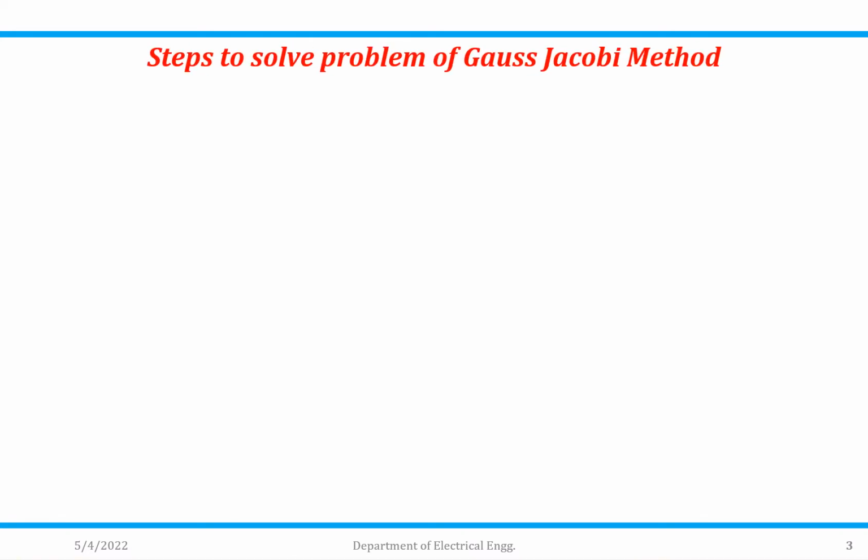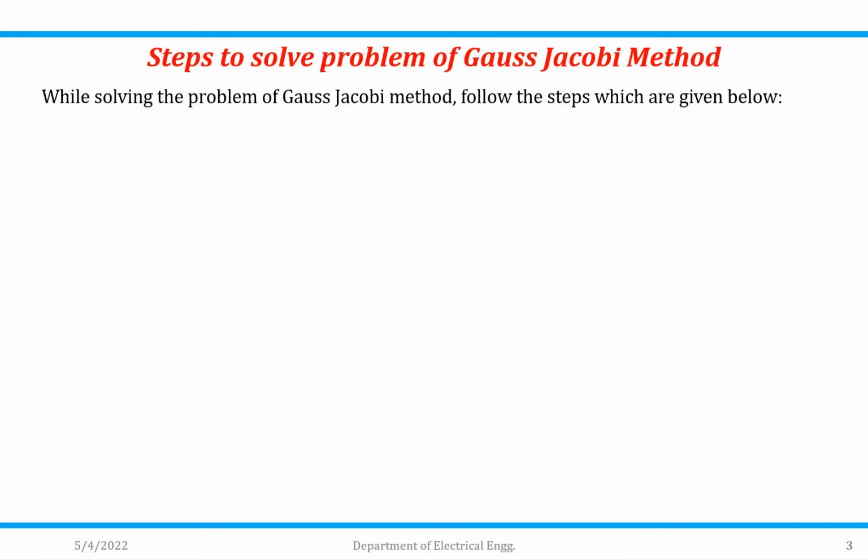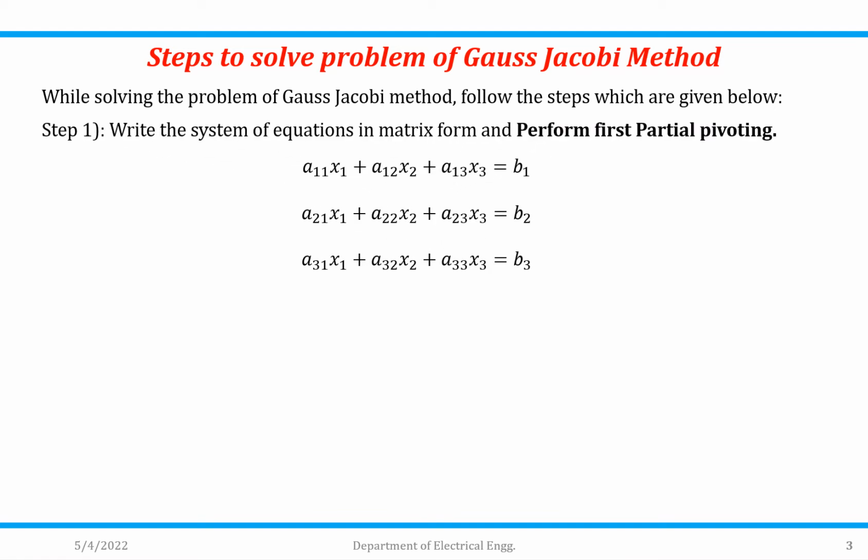Steps to solve a problem by the Gauss Jacobi method. While solving a problem by the Gauss Jacobi method, follow the steps given below. Step number 1: write the system of equations in matrix form and perform first partial pivoting. Let us consider three equations: a11x1 plus a12x2 plus a13x3 equal to b1, a21x1 plus a22x2 plus a23x3 equal to b2, a31x1 plus a32x2 plus a33x3 equal to b3.